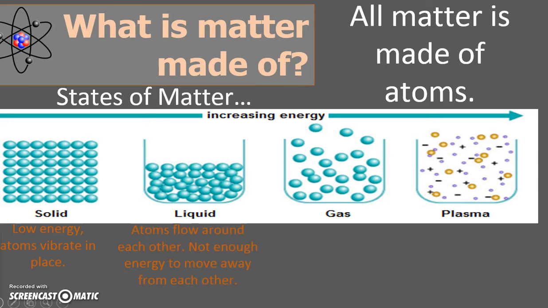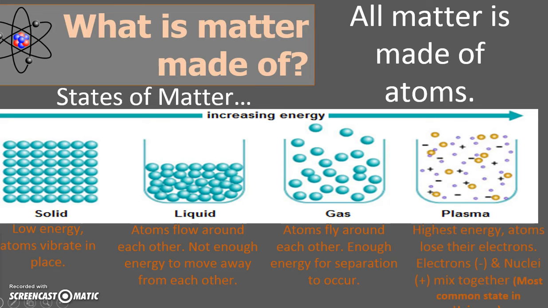We also have the liquid where atoms flow or slide past one another and they do not have very much energy to move away from one another. We also have atoms that fly around each other and move very freely called gas. Then there is the most common form of matter that is called plasma. It is the highest energy with atoms where they lose their electrons and nuclei mix together, and this again is the most common state of matter.